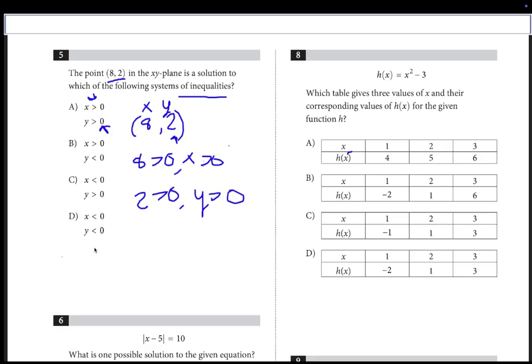Based on this, we have to look at our answer choices. x is less than 0. We know D is wrong. Is x less than 0? No. So we know C is wrong. x is greater than 0? Yes. But is y less than 0? No. So B is wrong. Therefore, our answer is A.